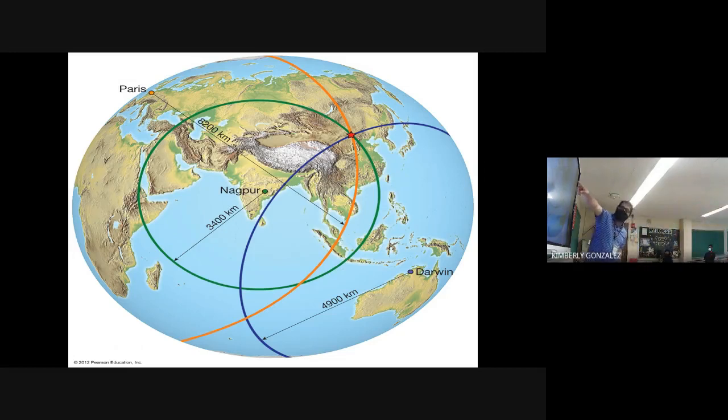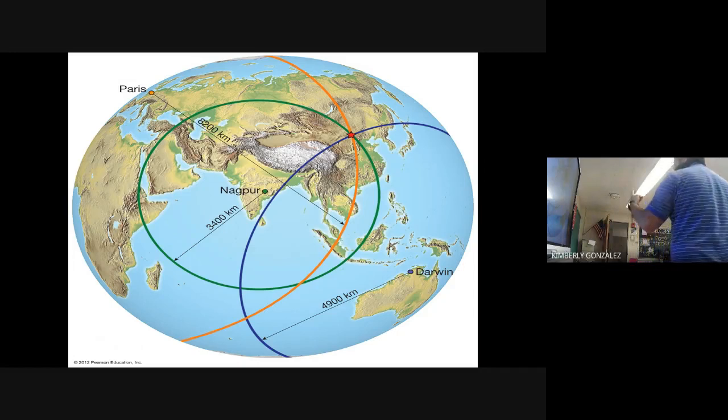Okay, you have to use the green station, that's Nagpur, which makes the green circle. You'd use the orange station, which is Paris. And then you'd use this blue station called Darwin, do the same thing, and you get a circle. And those three circles, if you did the wedge method right, should all touch at only one spot. That spot where they touch is where the earthquake happened. We call that triangulation because you're using 3 points.